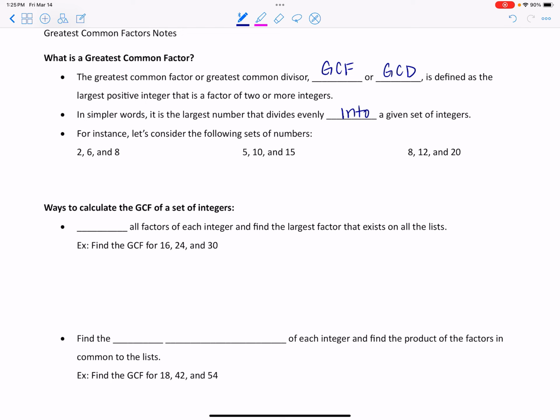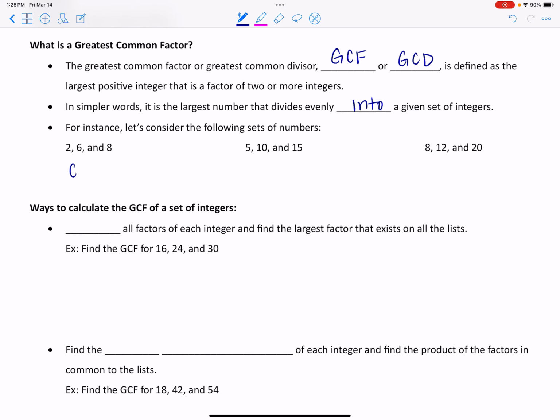So sometimes we're going to be able to look at our numbers and just based on our experience with the numbers, we'll know what the greatest common factor is. For example, when I'm looking at 2, 6, and 8, I know that 2 is the biggest number that divides evenly into that set of numbers. So I can tell just by looking here that my GCF would be 2, or my GCD would be 2. Same for the next set of numbers, for 5, 10, and 15. I know that the biggest number that divides evenly into that set of numbers is going to be 5. So I can say my GCF here would be 5.